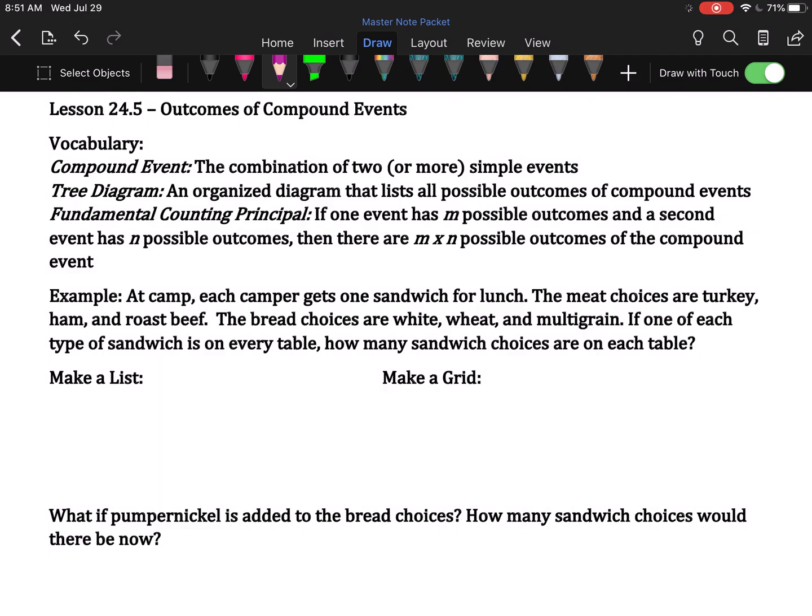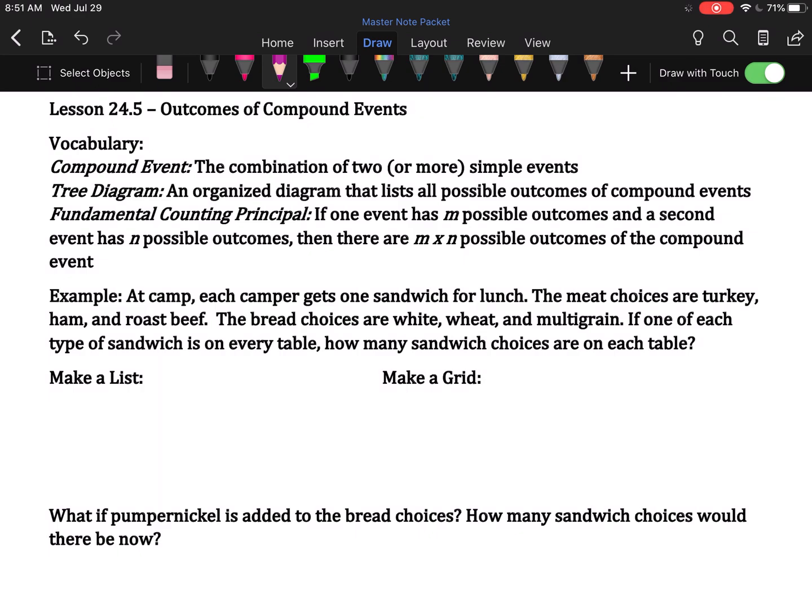For example, if we flip a coin and then roll a die, flipping a coin has two possible outcomes, heads or tails. Rolling a die has 6 possible outcomes, 1, 2, 3, 4, 5, and 6. That means if I do those two things back to back, there are 2 times 6, or 12 total outcomes.